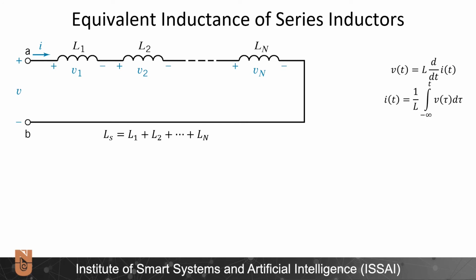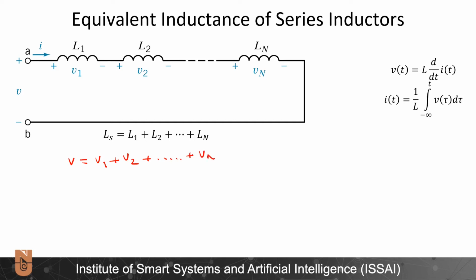Let us figure out what is the equivalent inductance of a series of inductors. Here I have inductor 1 in series with inductor 2 and so on up to inductor n. So in this case, the equivalent series inductance value is equal to the summation of all the inductors. Let's figure out how to do this. So I will simply write Kirchhoff's voltage law for the circuit.